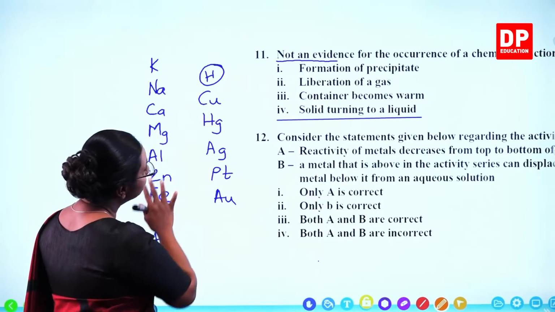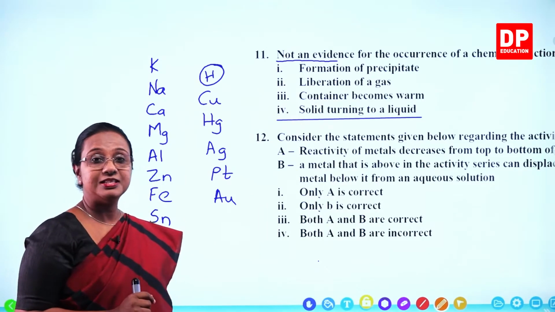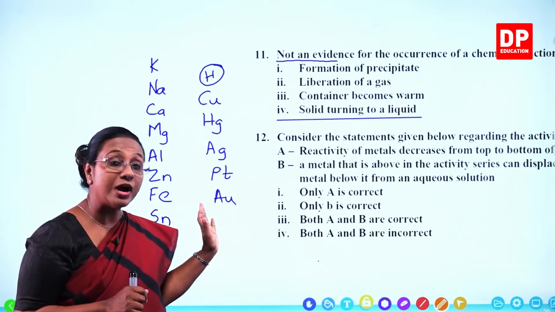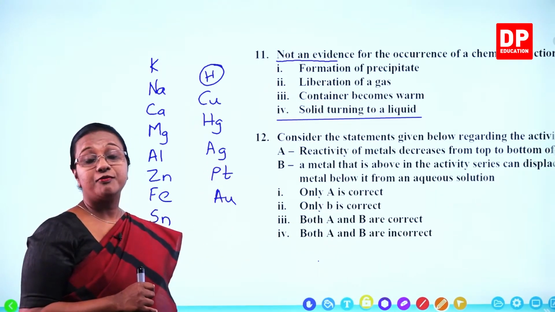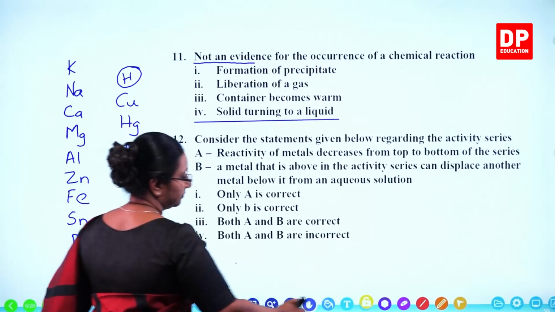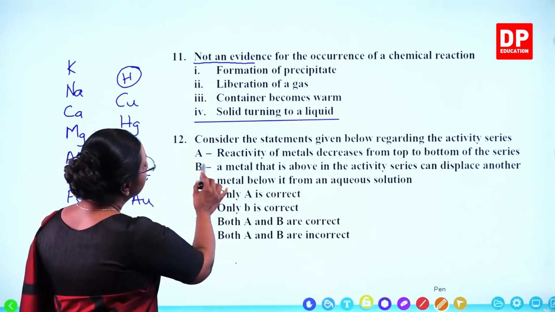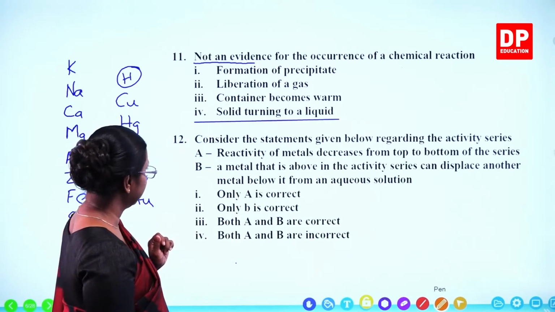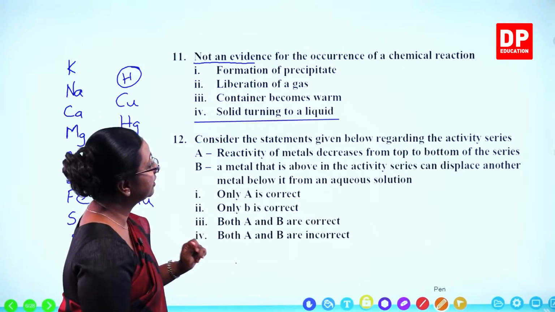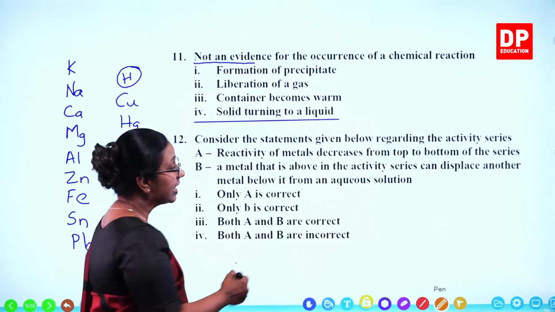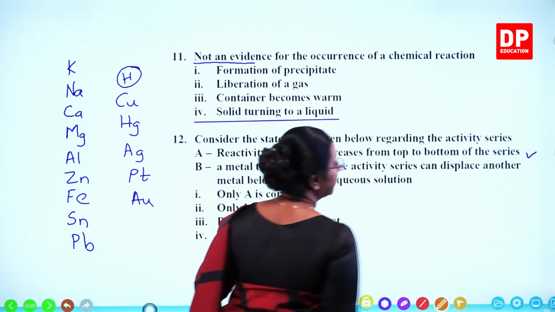So then using this, you can answer this question. This is to recall what you have learned because you have to remember the order of metals in the activity series. So here, consider the statements given below regarding the activity series. A: Reactivity of metals decreases from top to bottom of the series. That is correct. That is a correct statement.